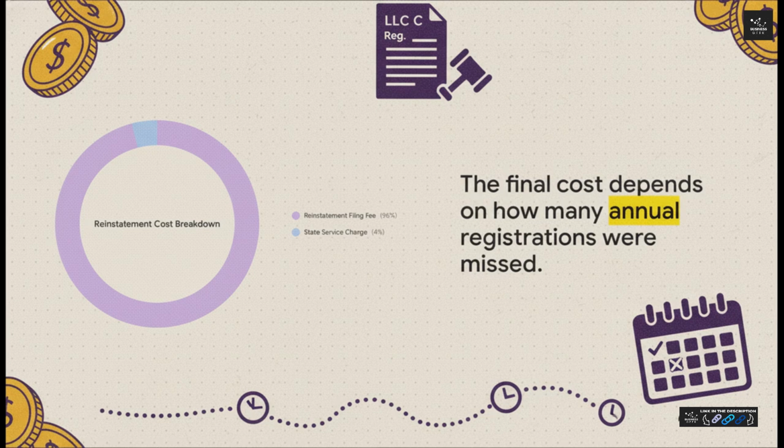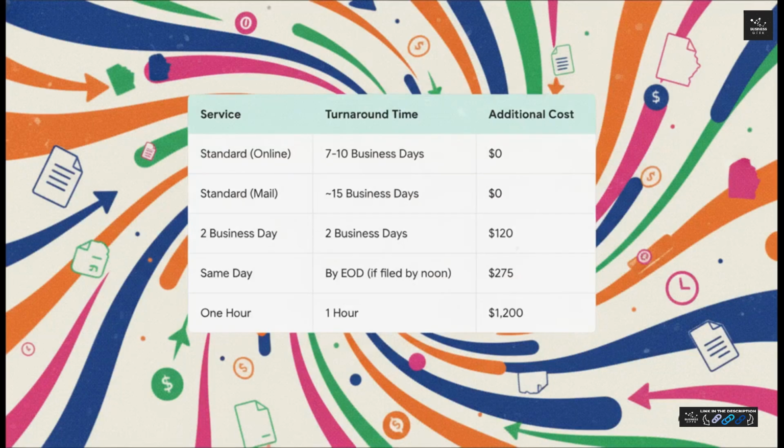That is not the whole story. You also have to cough up a $50 penalty for each annual registration you missed. So the total cost, well, it really depends on how long your LLC was out of compliance. And just like ordering something online, you can pay for premium shipping.